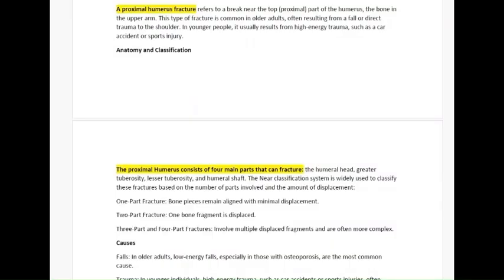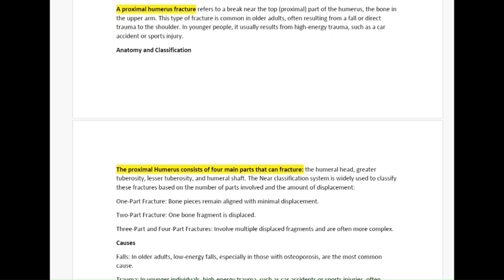Proximal humerus fracture. It refers to a break near the top, or proximal part, of the humerus, the bone in the upper arm. This type of fracture is common in older adults, often resulting from a fall or direct trauma to the shoulder. In younger people, it usually results from high energy trauma such as a car accident or a sport injury. The anatomy and classification.